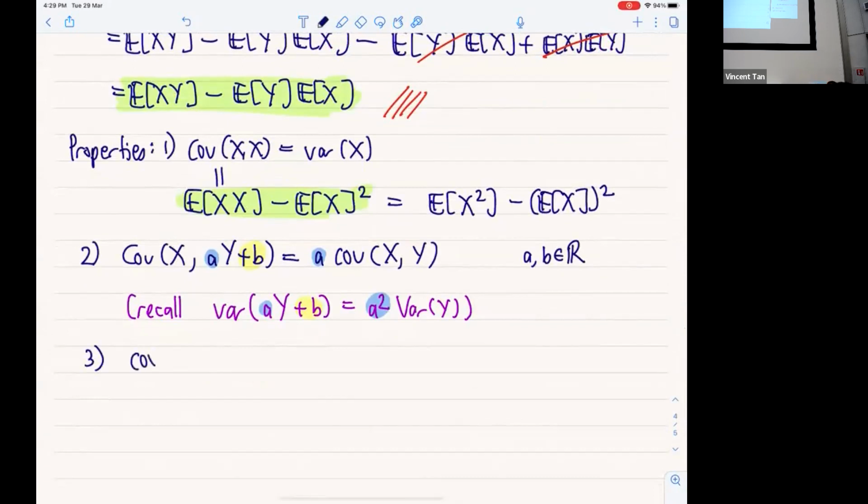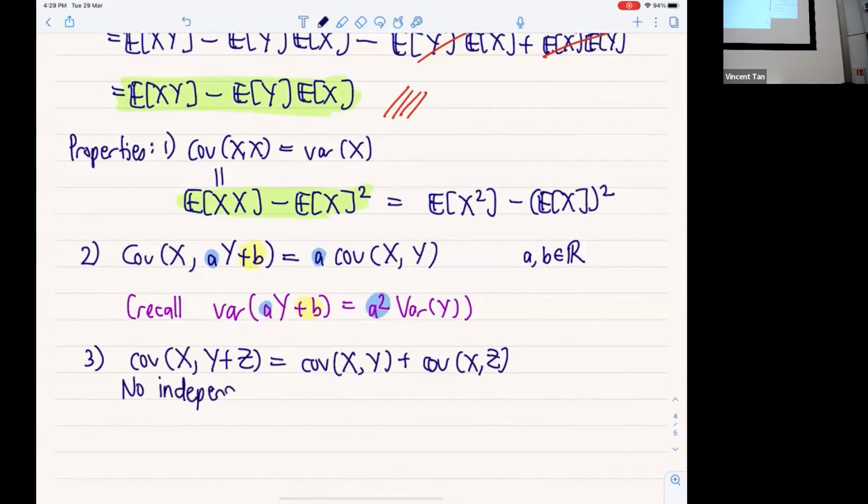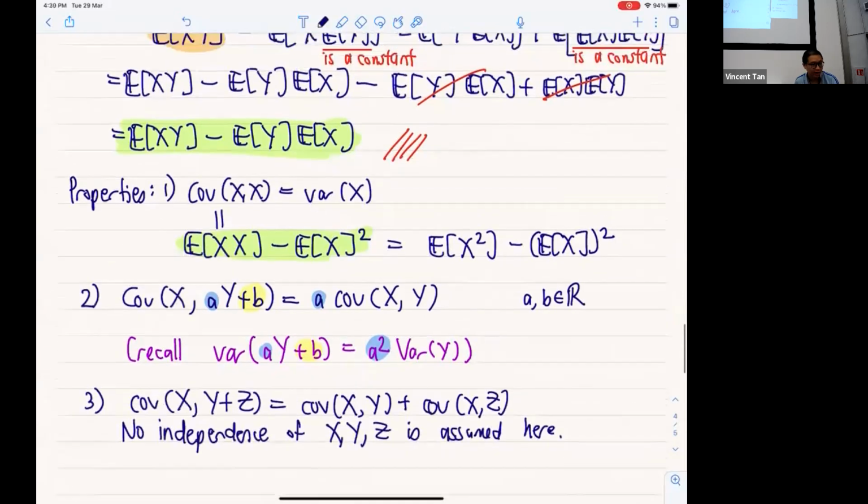So now we also have the third property, the covariance of x and y plus z. That is nothing but the covariance of x and y plus the covariance of x and z. And there, no independence is assumed here. This is okay without any independence. No independence of x, y, z is assumed. So all these are properties that you can actually justify by the definition of the covariance itself.